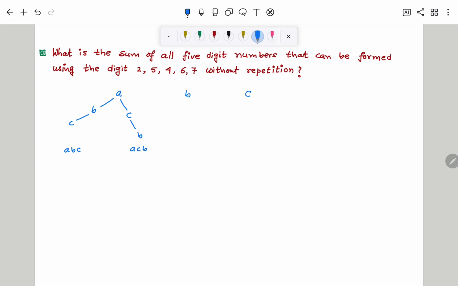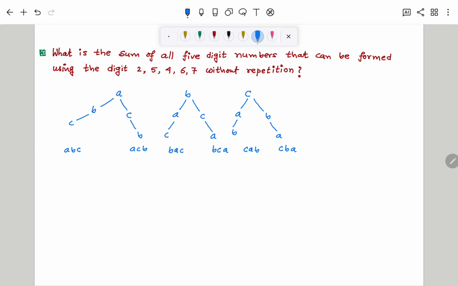C, B. Now once we consider B, the remaining we have are A and C. Once we take B and A, we have here C, and once we take B and C, we have A. So from this we get another 2 numbers, B, A, C, and from here we get B, C, A. Now when we consider C, the remaining we have are A and B. Once we consider C and A, the remaining will be B. Once we consider C and B, the remaining will be A. So from here we get C, A, B, and from here we get C, B, A.